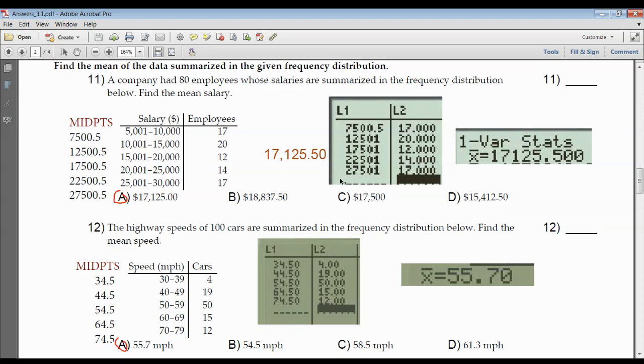Whenever you're given a frequency distribution, you're told that 17 employees make between 5,000 and 10,000. You don't have specific values, so what we do is we first find the midpoint of that class. Once I find the midpoint of that class, I add the class width.